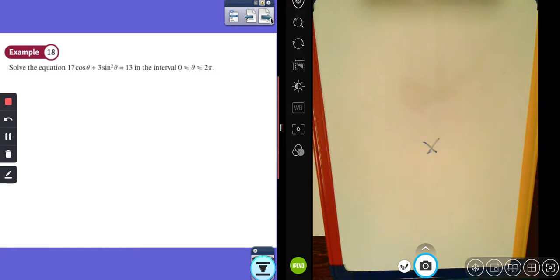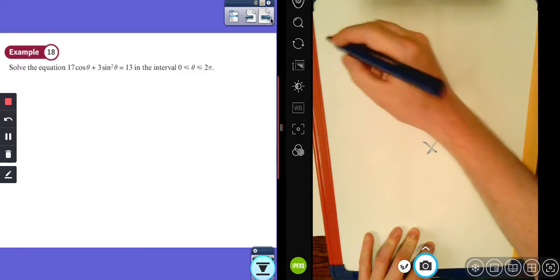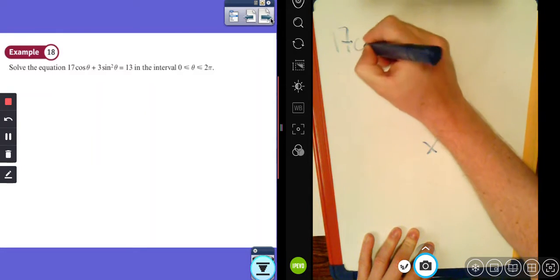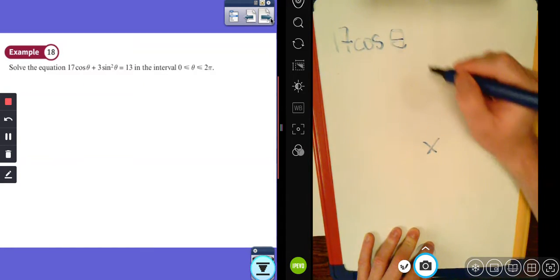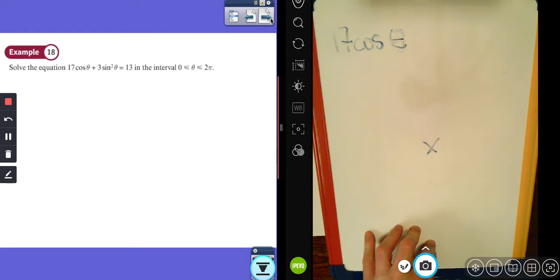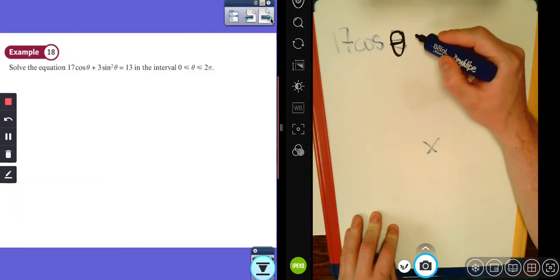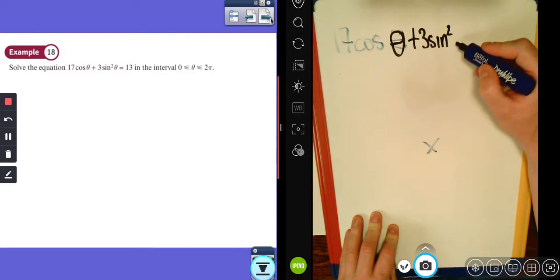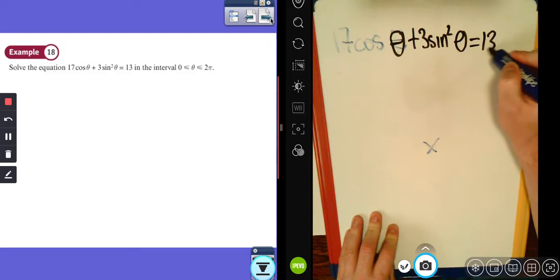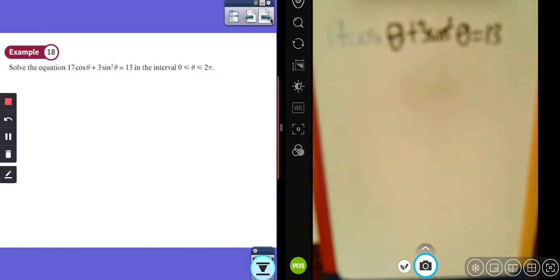Straight out of a textbook, and in this problem we have 17 cos theta plus 3 sine squared theta equal to 13. I started off using a different way of doing this, and the whiteboard pen ran out on me. This makes it seem like I've just done this on the hoof, and I haven't. I've been practicing this a bit already.